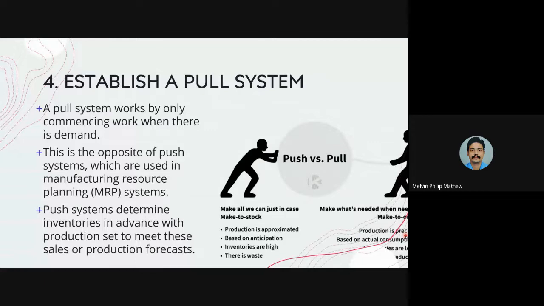We are setting a value. If you need 1,000 products, only 1,000 products will be released, not 1,500 or 2,000. We are not keeping an inventory that is high. So it is based on actual consumption only. Actual consumption in the sense according to the demand. So the demand for the product is set as the actual consumption, and according to that only production is done.